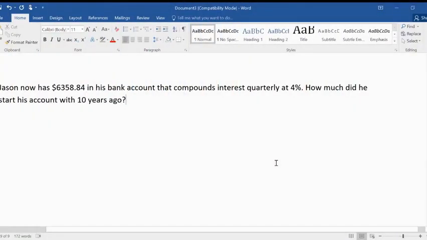I'm going to go over a certain situation where you're solving a compound interest problem. Jason now has $6,358.84 in his bank account, compounded quarterly at 4%. How much did he start his account with 10 years ago? So this time we're trying to find the principal in the compound interest formula.